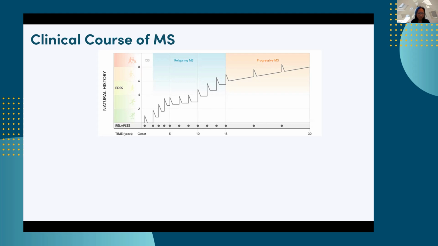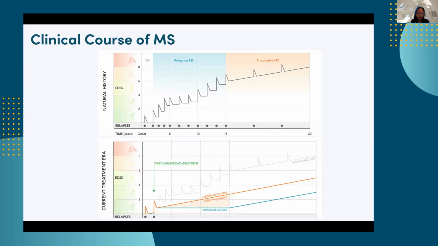Next. So this is where we really kind of started being able to make the change in MS. In the current treatment era, remember our first disease modifying therapy for MS was approved in 1991, and that's been over 30 years. So we've had over 30 years of being able to treat and make an intervention.